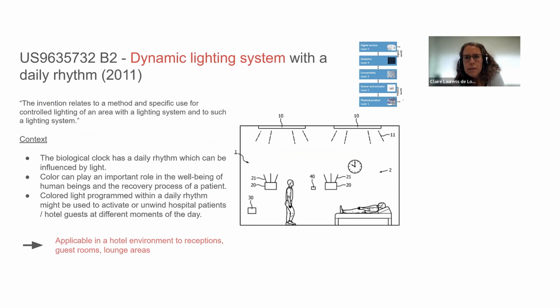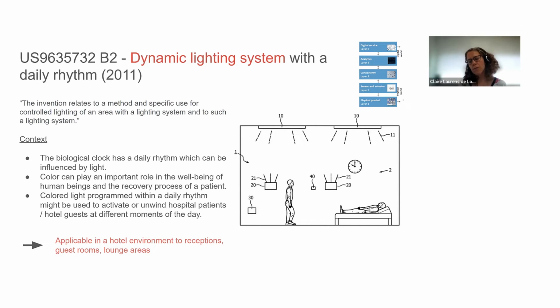The second patent, I think Branimir is not back, so I will take over. The second system is a system to have a dynamic lighting system, which can be run through the day and according to your daily rhythm. So we have a biological clock, and this is influenced by light, and the color of the light impacts your well-being, and also in hospitals, for example, the recovery process of a patient.